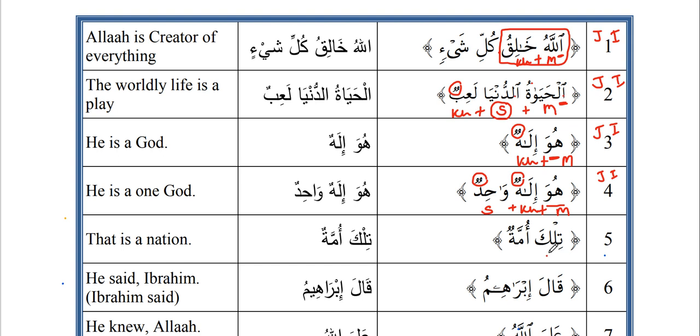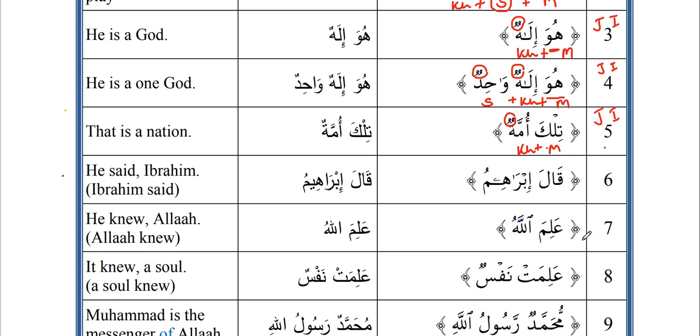So we have our jumla ismiya here. Tilka, that is ummatun. This tells us it is khabar. So we have our mubtada and khabar. That is, a nation. Now we have more examples of jumla feliyah. That is only two examples here.